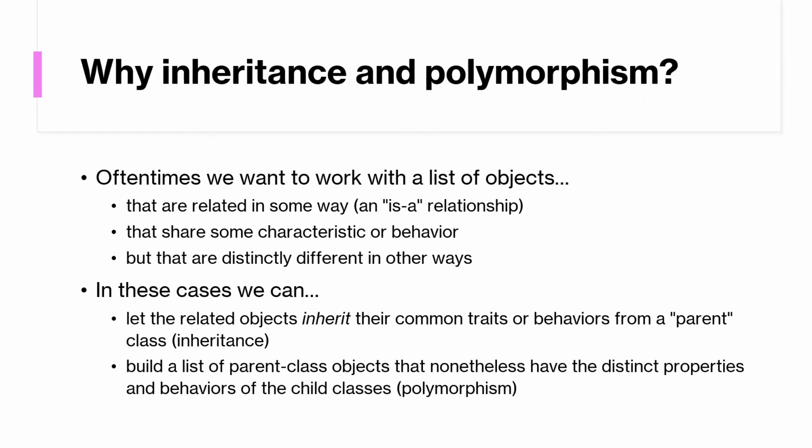And that idea that you can work with multiple different kinds of objects in the same way because they all derive from the same parent class is called polymorphism. Okay. In these cases, we can let the related objects inherit their common traits or behaviors from a parent class. Like I said, the simulated motorcycle and car and truck all inherit a drive function from their common parent vehicle.